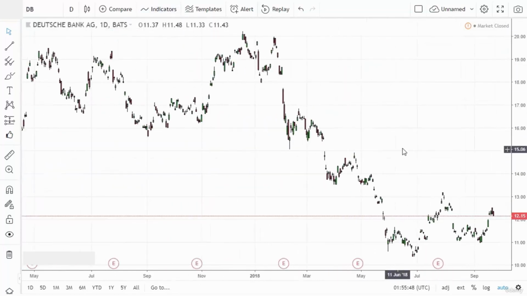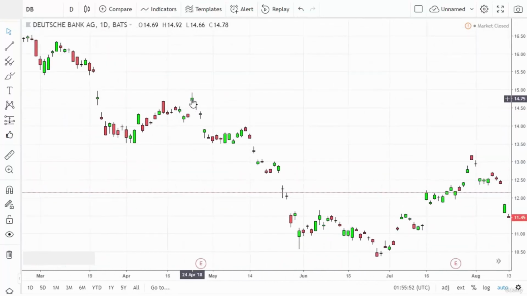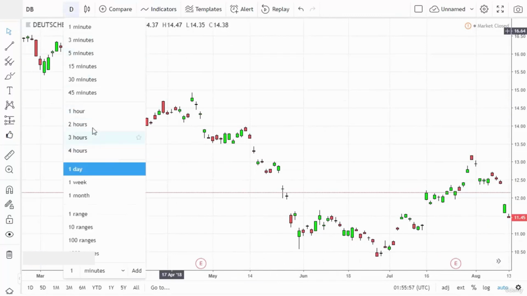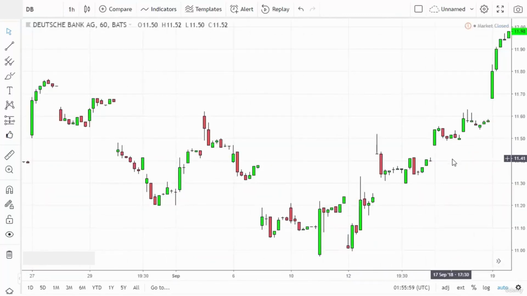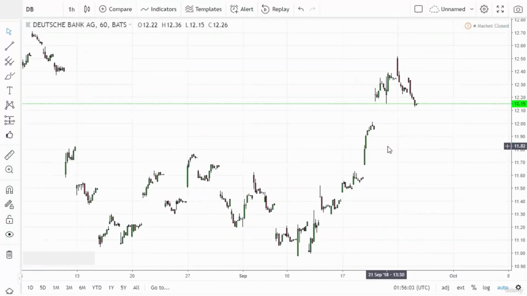Deutsche Bank, as you can see, has broken down multiple times, shooting star right into a gap, selling opportunity, but you could even go as far as going down to the 1 hour chart and start looking for selling opportunities. At this point, if we blow through this gap, that would be a negative sign, probably have short sellers coming into play.